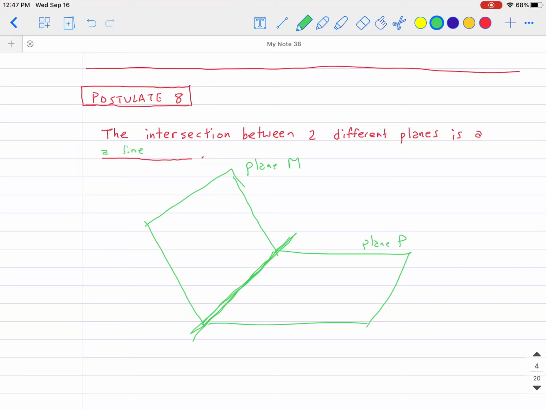And that line, keep in mind, is not a line segment. It is a line that goes on forever. So that means it goes out this way, it goes out this way, because the plane also extends out in every single direction that you see that I could not draw because we're on a piece of paper.